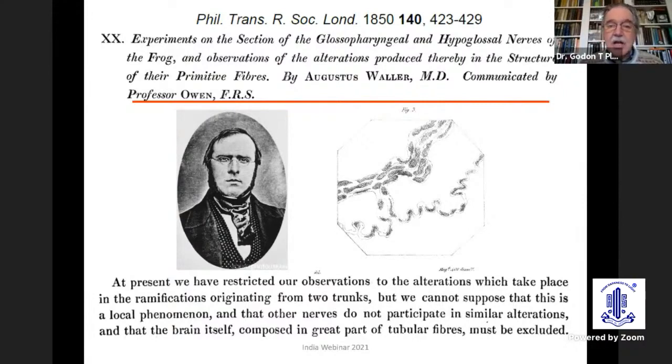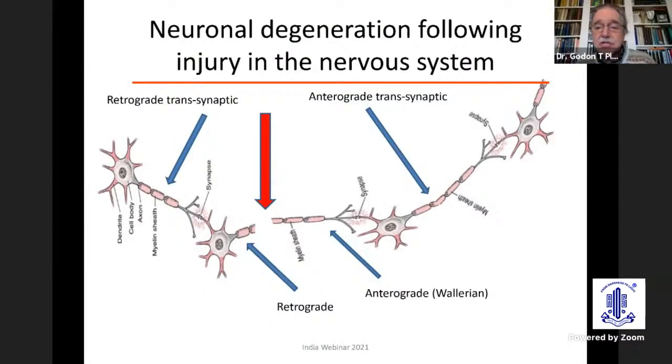Here's Augustus Waller, who used this as a way of tracing fiber pathways in the CNS. You cut an axon and you follow the degenerated distal part of the axon. That's Wallerian degeneration. But we can see neuronal degeneration following damage to a neuron, not only Wallerian, which is anterograde, but also retrograde to the cell body, and also both retrograde and anterograde transsynaptic.